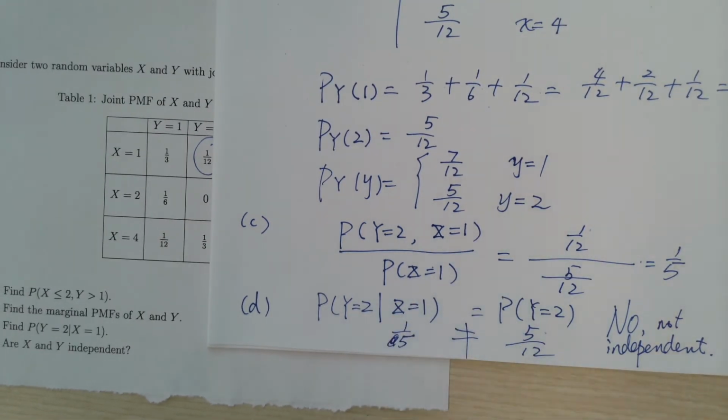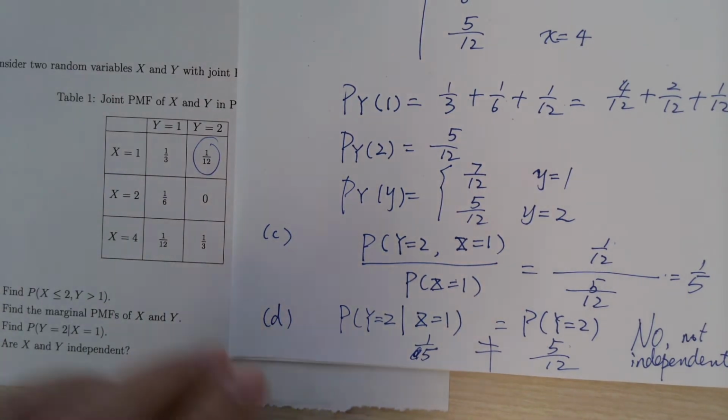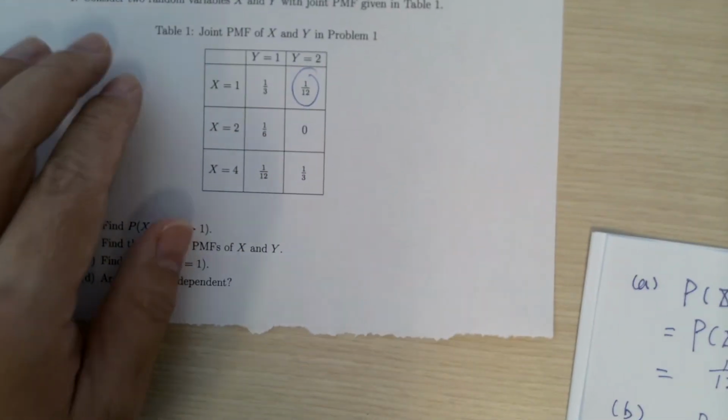But if it is shown to be not independent, it's simple enough, as long as you can make sure that this conditional probability does not equal the one without the condition, and then we'll see that, okay, it is not independent for sure. Okay, so that's the first part. Now, I want to discuss another question here.